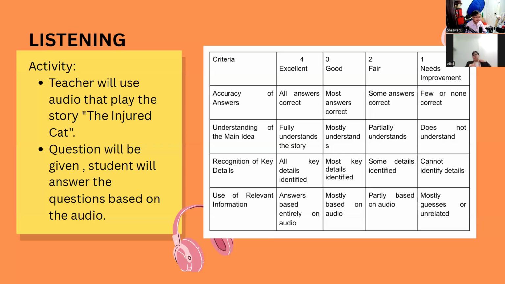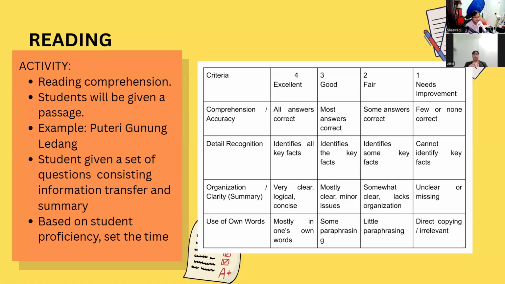Also, recognition of the key details. As we know, a story has to have details. And also, this is for when they are answering the question itself, whether the information that they heard is based on the story or not when they are answering the questions given to them. Okay, moving on to the next one, which is reading.